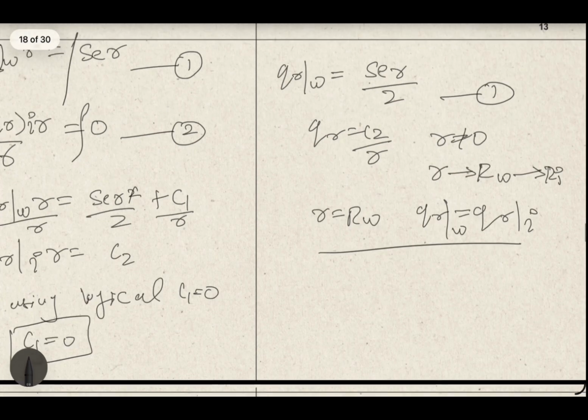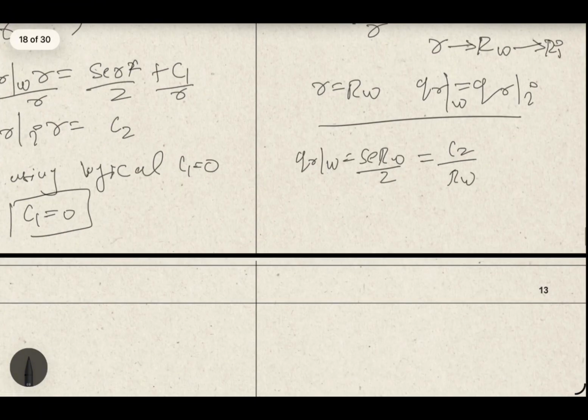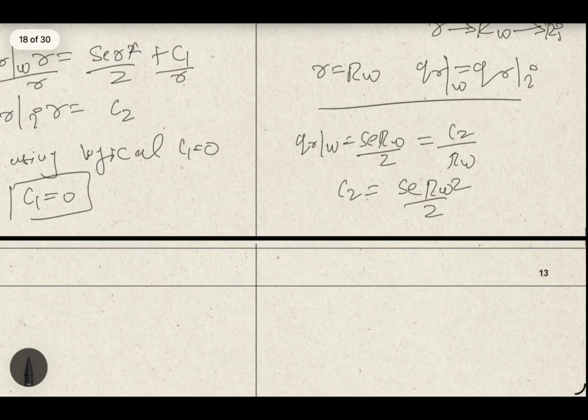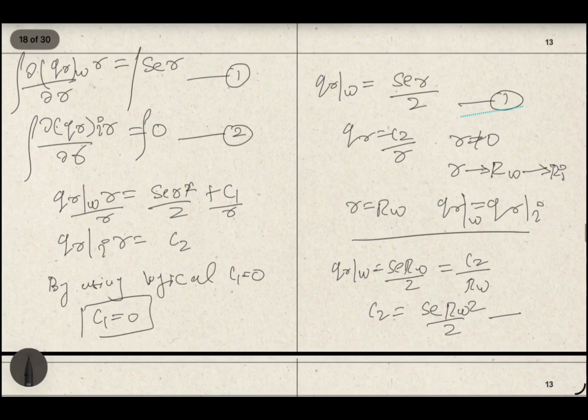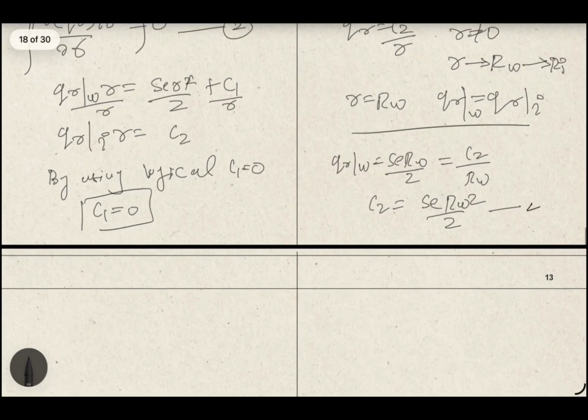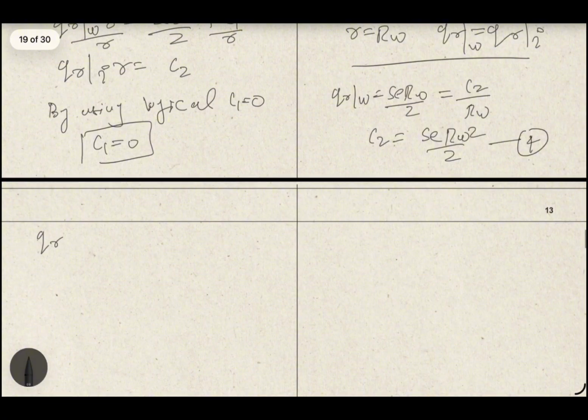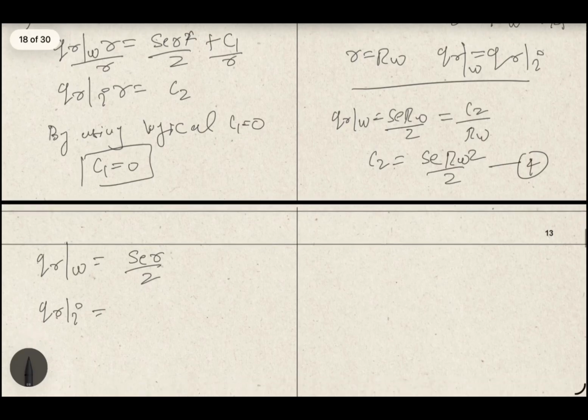So we will be substituting: SE RW by 2 should be equal to C2 upon RW. So we get C2 as SE RW square by 2. So this is equation 2, this is 3, and this is equation 4. So we got both flux profiles. QR for the wire is SE small r by 2 and QR for the insulator is SE RW square by 2R.